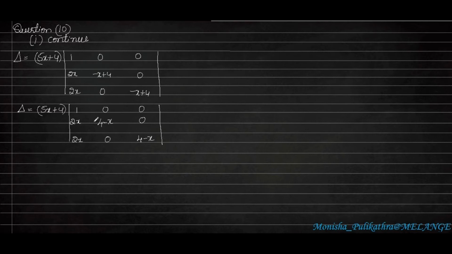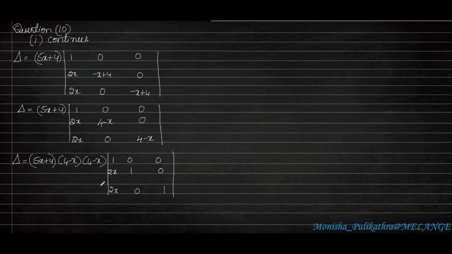Okay, so in the next line I will be taking 4 minus x common from both the second row and the third row. So delta is equal to 5x plus 4. I will be taking 4 minus x from the second row and also 4 minus x from the third row. So the remaining will be 1, 0, 0. Here 2x, since I have taken 4 minus x common, so this will be 1, 0. Here 2x, 0 and 1.